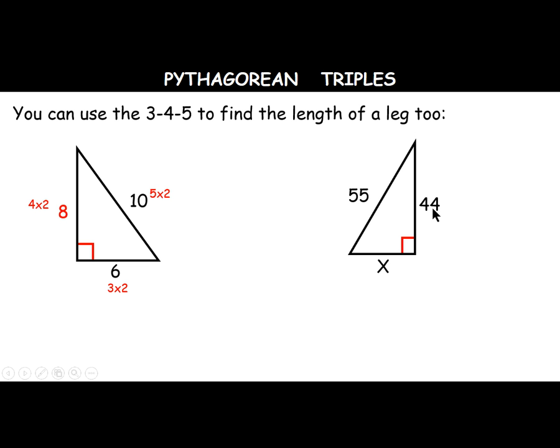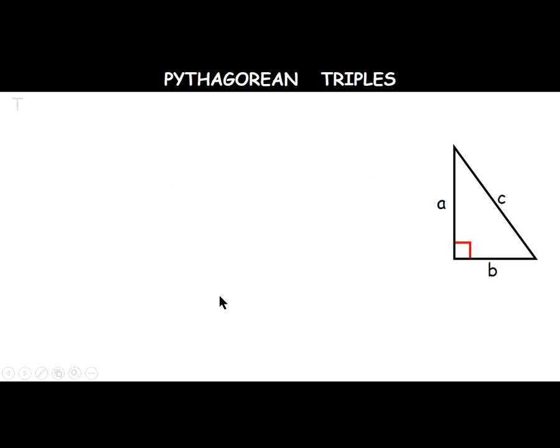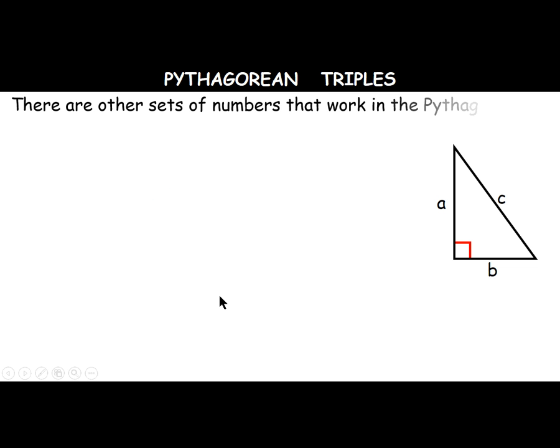Same thing over here. If the left side here, the 44, ooh, that's 4 times 11, and the hypotenuse is 5 times 11, what will the missing side be? You can use the shortcut or do the Pythagorean theorem, 55 squared minus 44 squared. And if you do that, you're going to get 3 times 11, which will be 33. So 3 times 11, 4 times 11, and 5 times 11 work in the Pythagorean theorem. These numbers, once again, are called Pythagorean triples.